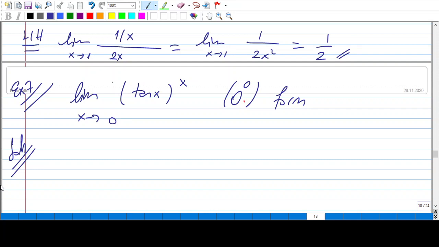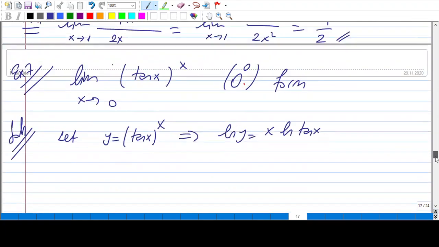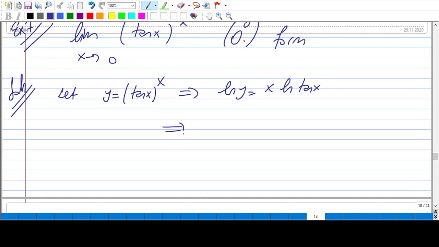We can in fact apply y equals ln x, if you remember, or you can directly use e power, but I prefer to let y be equal to tangent x power x. Then you will have ln y equal to x times ln tangent x. Then I can take the limit of both sides to continue. Limit as x goes to 0 of ln y equals limit as x goes to 0 of x times ln of tangent x.